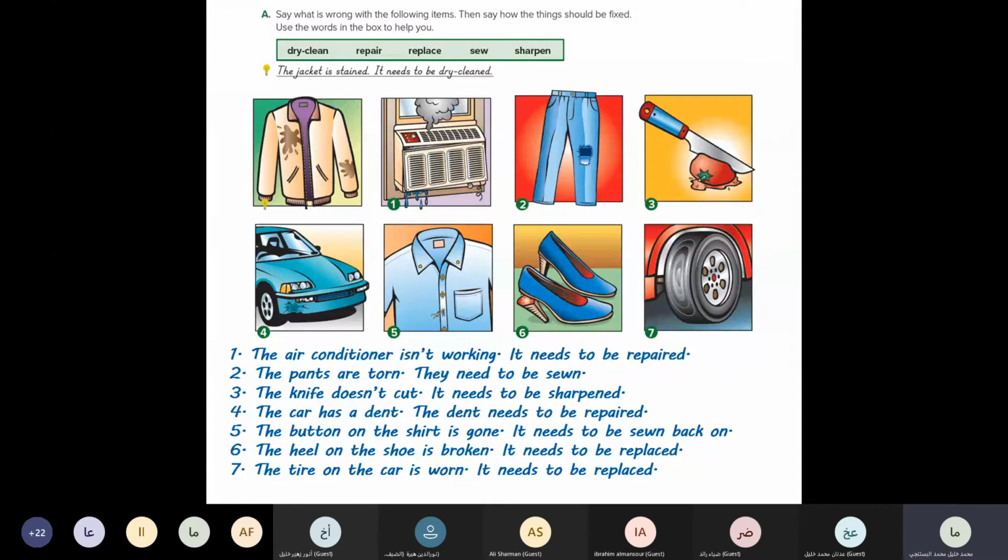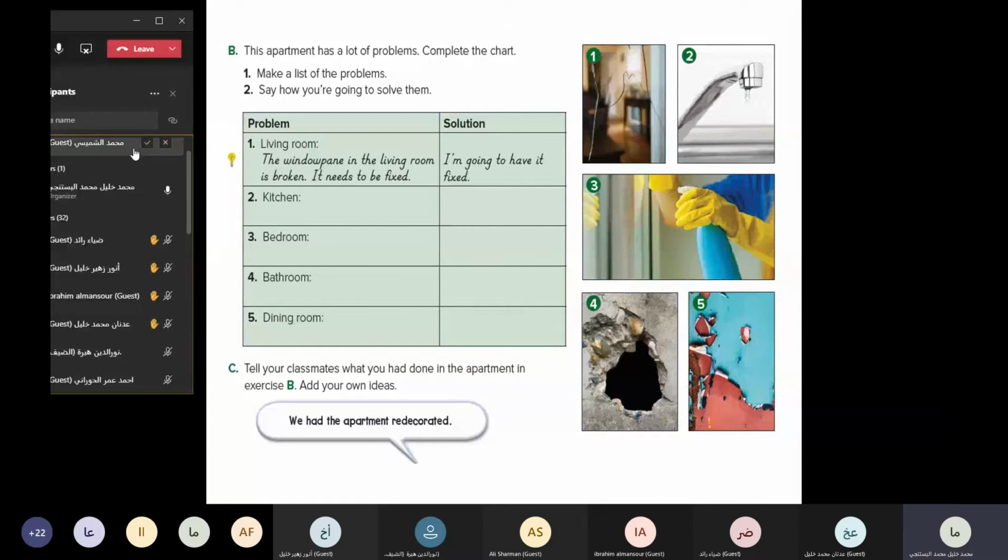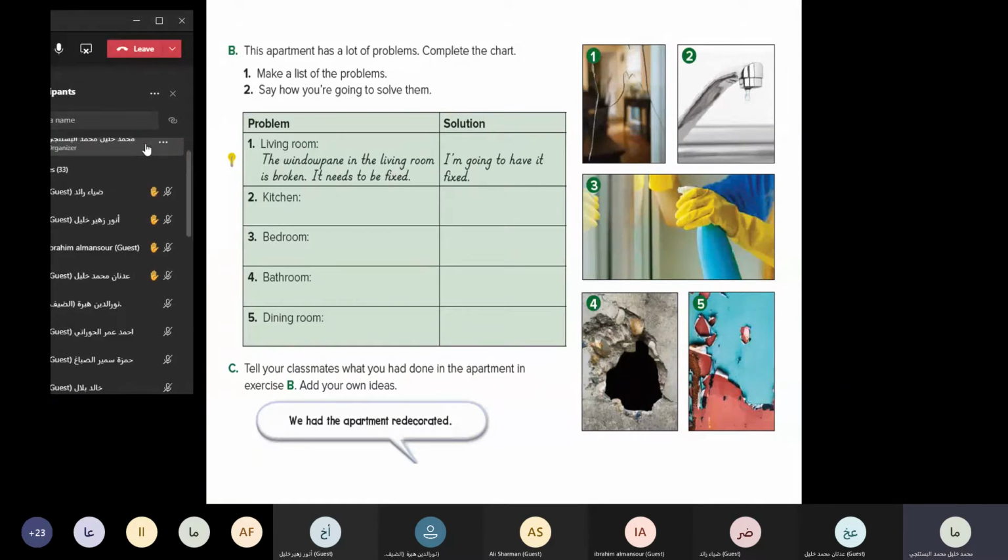and move to page 37. Go to your books, page 37, exercise D. Now here we have an apartment. We are going to look at this apartment. It has a lot of problems. Complete the chart. Make a list of the problems. Say how you are going to solve the problem. Here we have an example.